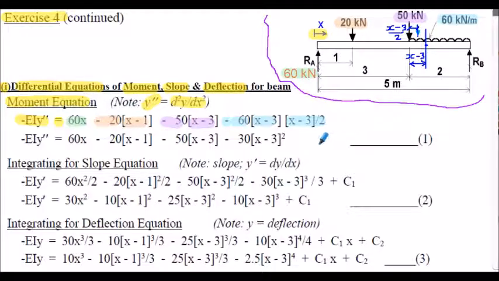All that's happened on the next line, I've just simplified this last term. So negative 60 divided by 2 is a negative 30, and x minus 3 multiplied by x minus 3, that's x minus 3 all squared. And I've called that equation 1.